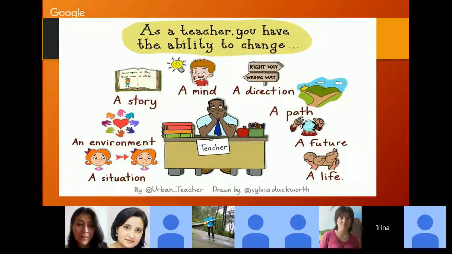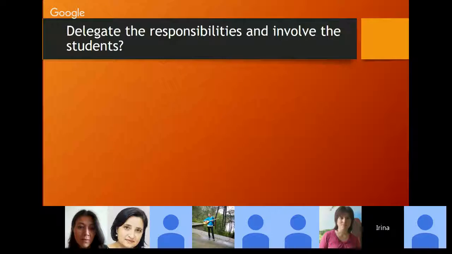And just a funny note, as a teacher, you have the ability to change a story, a mind, a direction, a path, a future, a life, an environment, a situation. So you influence children a lot. So be careful what you choose, what you do, because you influence a life, right? So that's a very responsible profession, a very noble profession.